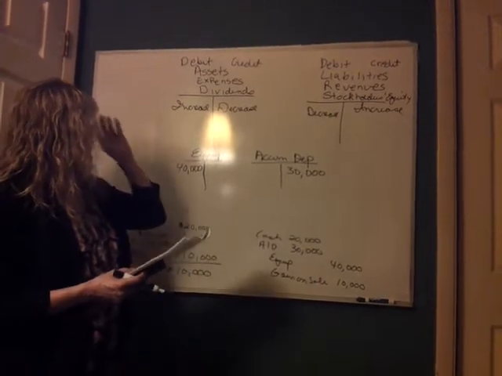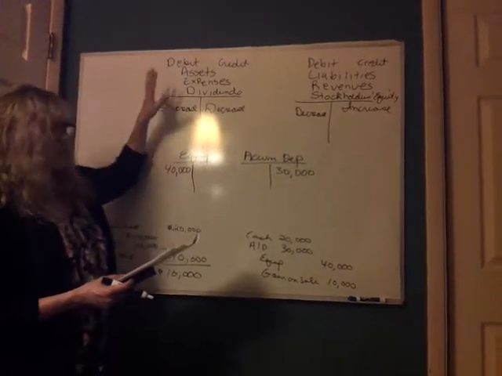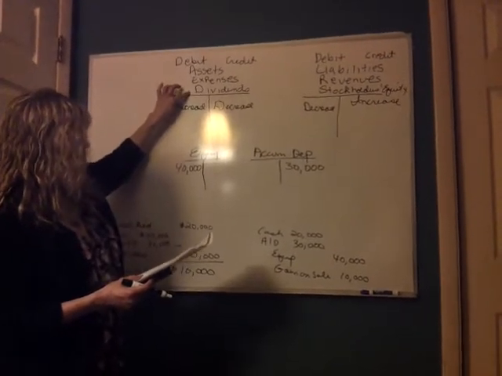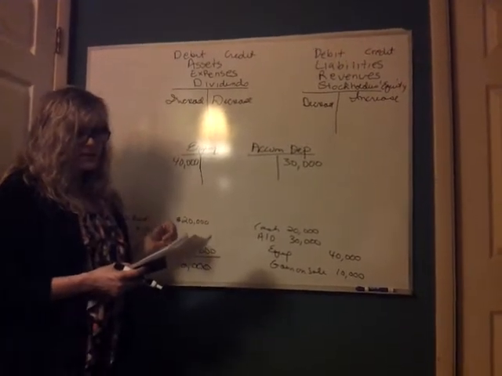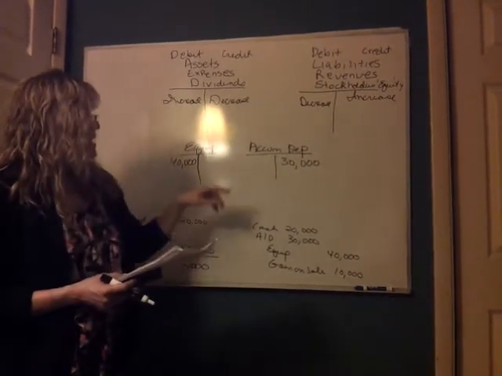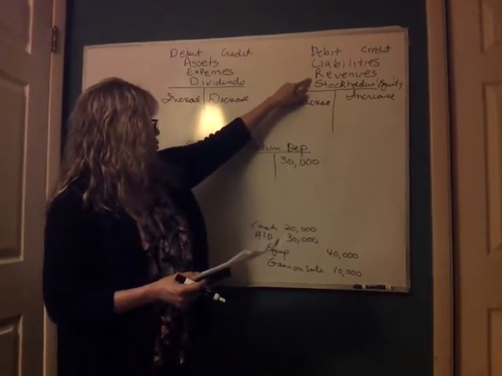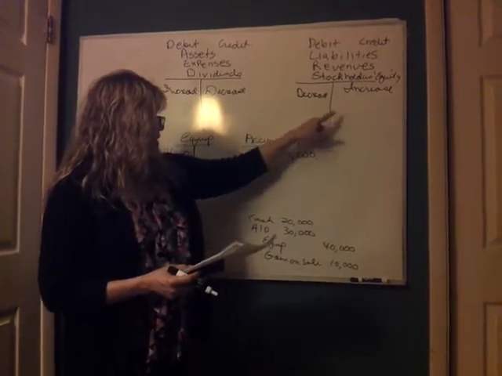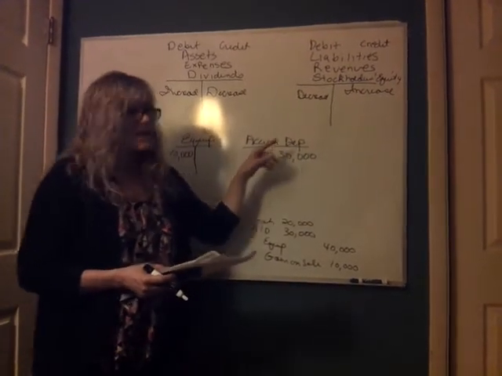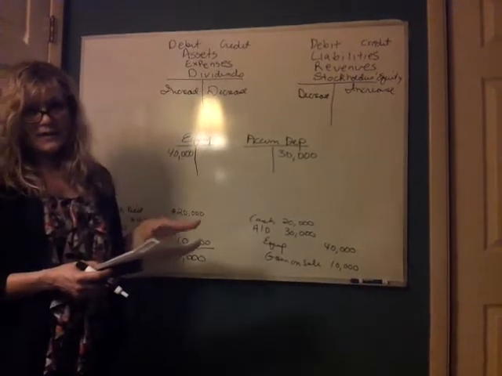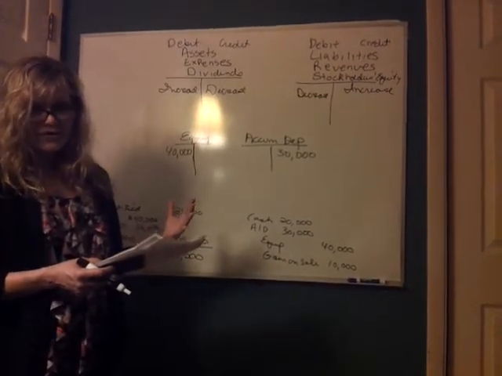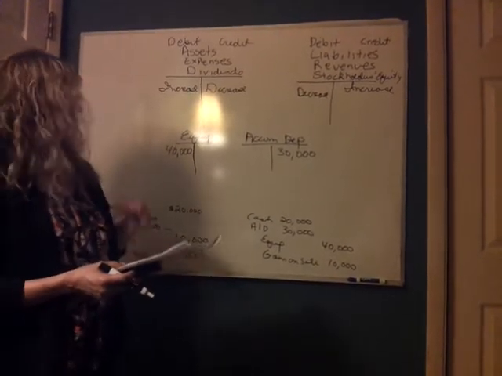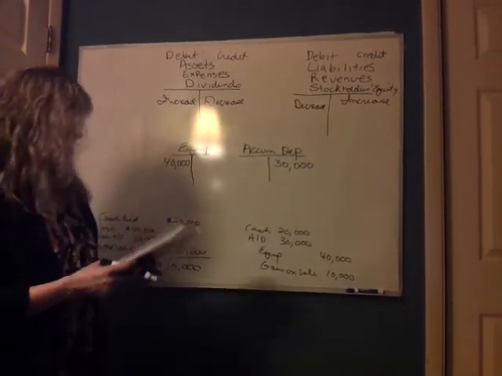So just very briefly, and we're going to assume we're talking about a corporation: assets, expenses, and dividends all increase with a debit and decrease with a credit. Liabilities, revenues, and stockholders' equity all increase with a credit and decrease with a debit. Debit and credit have no value attached to them. The word itself has no meaning. It doesn't mean good or bad. It simply means debit left, credit right.